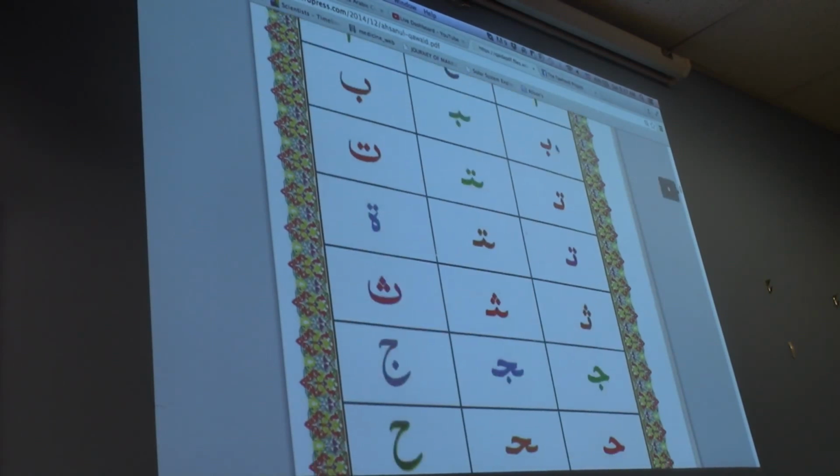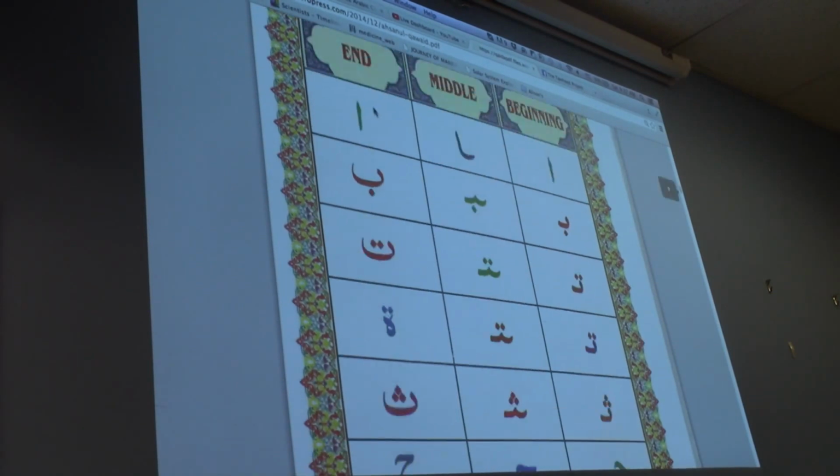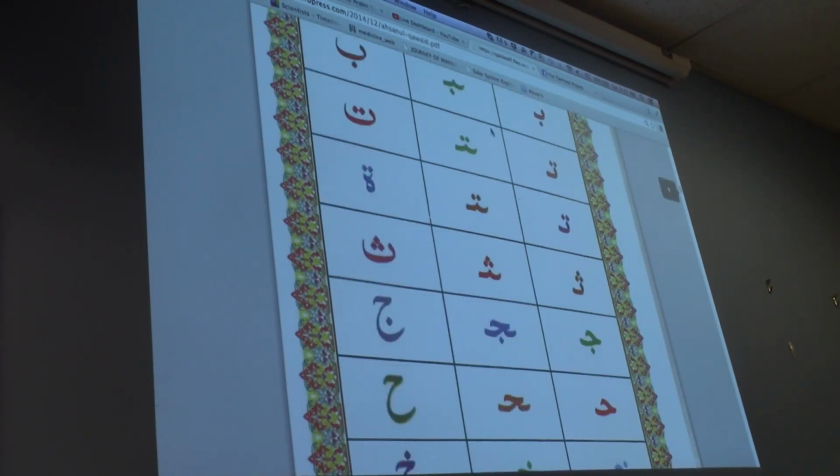Here we have Ba. When it comes in the beginning of a word, Ba. Ba in the middle of a word. And then Ba when it comes at the end. Ta in the beginning of a word. Ta in the middle. Ta at the end. Ta in the beginning. Ta in the middle. And the closed ta when it comes at the end.